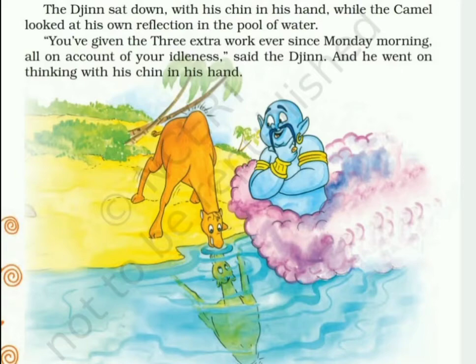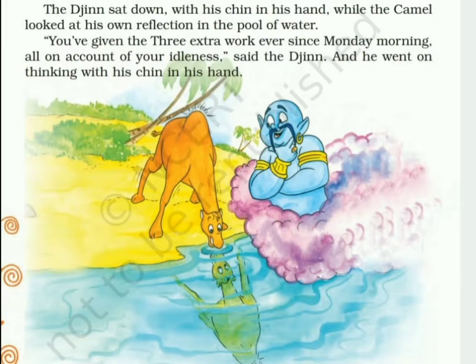The jinn sat down with his chin in his hand, while the camel looked at his own reflection in the pool of water. So what was this jinn doing, children? The jinn sat down, right? And how did he sit? He sat with his chin in his hand. And at the time this camel was looking into a pool of water, at his own reflection. "You have given the three extra work ever since Monday morning, all on account of your idleness," said the jinn, and he went on thinking with his chin in his hand.